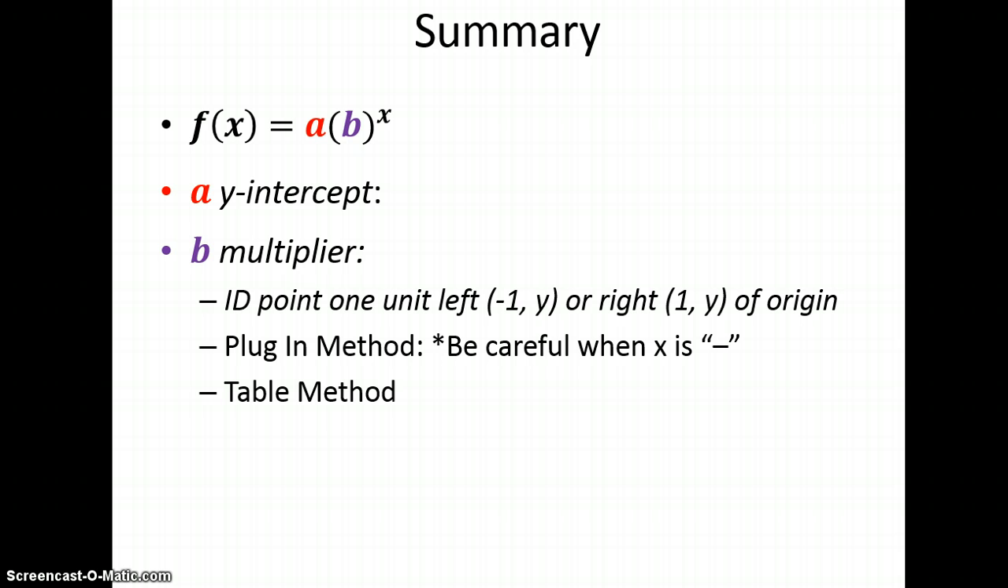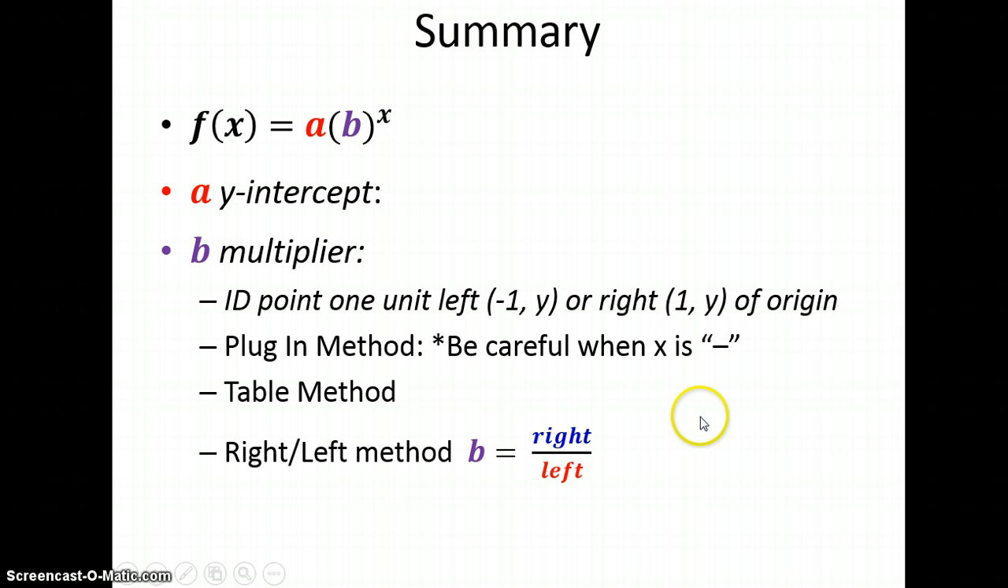For the table method, we're going to list our points in a table, and we have to be careful to make sure we list them in the proper order. When using the right-left method, it's sort of a shortcut of the table method. We plug in the y value of the point that's furthest to the right and divide it by the y value of the point that's furthest to the left.